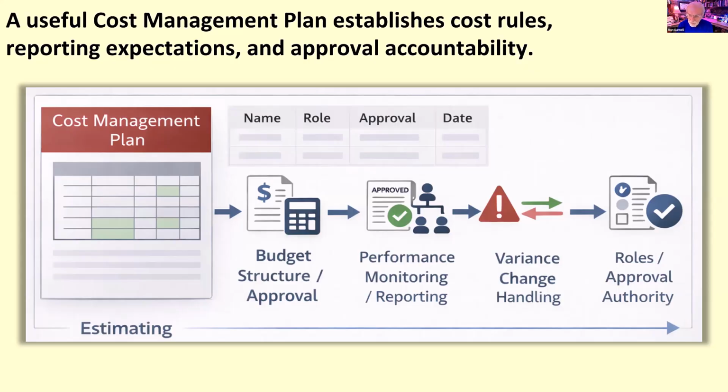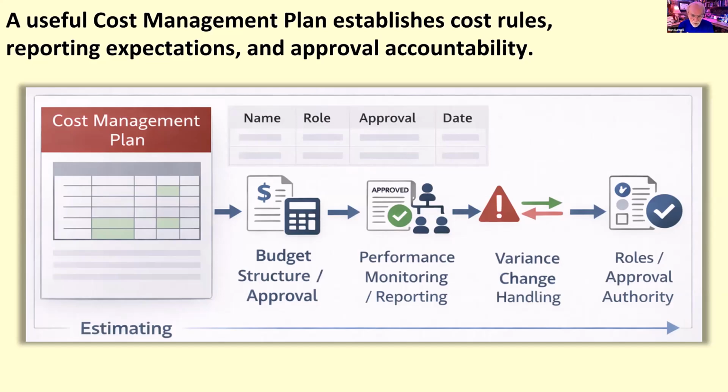Sometimes the way I've seen this done, it says the project manager can approve anything up to a certain dollar amount or a certain percentage of the budget. And then after that, it has to be the sponsor or maybe the change control board or whoever has the ultimate authority for the budget, for funding mostly.